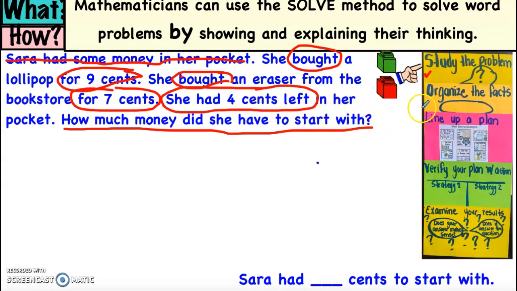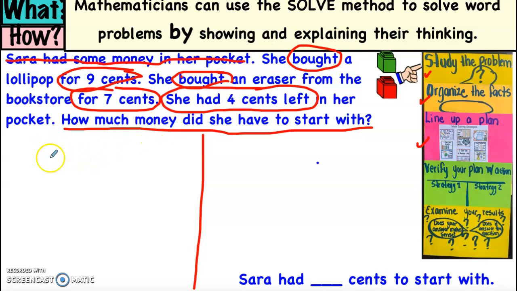Did you see, mathematicians, how we underline the question? We study the problem, we make sure we understand what the question is asking us, and we underline our questions. Then we organize our facts by circling all important facts. Now we need to line up a plan. Now, what strategies are you going to use to solve the problem? Remember, you need to show your thinking two different ways.